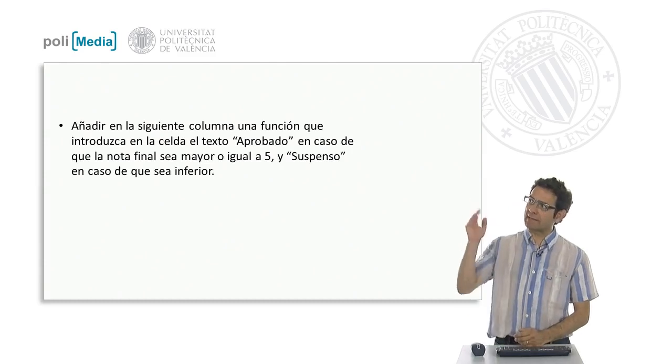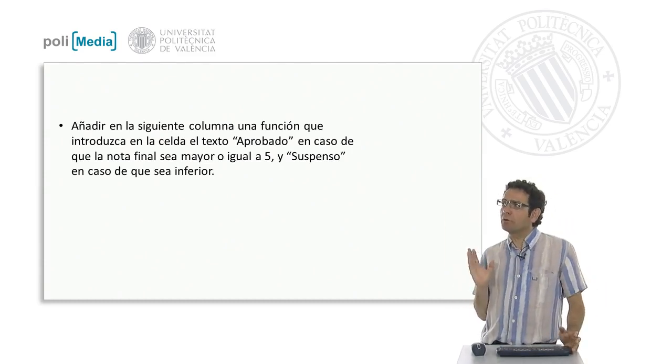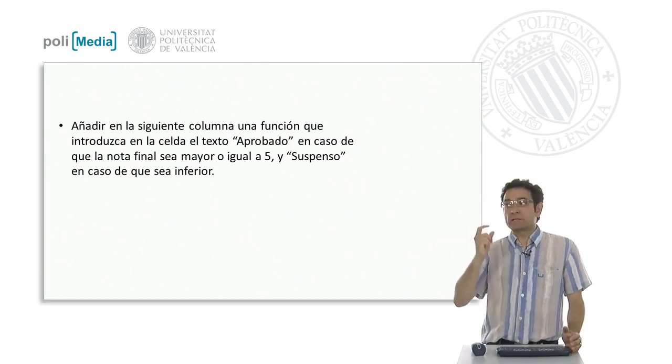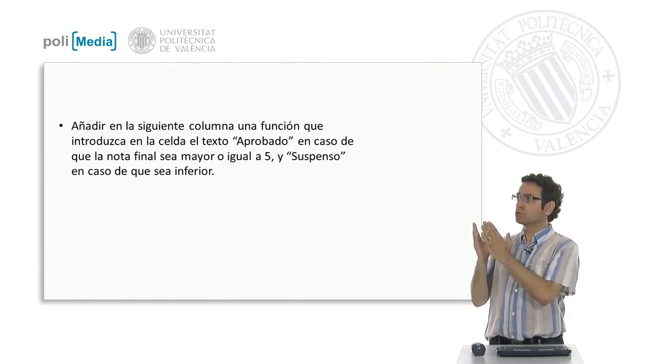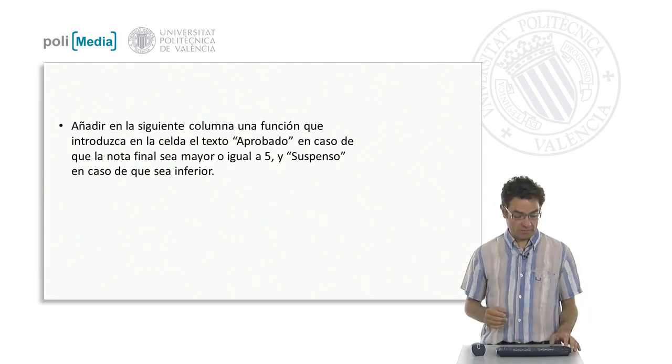In today's exercise, they have asked us to add a column in which we have to introduce a function that puts, in the cell of each of the students, passed whenever their final grade is equal to or greater than 5. Otherwise, if their final score is lower than 5, the content of said cell should read failed.